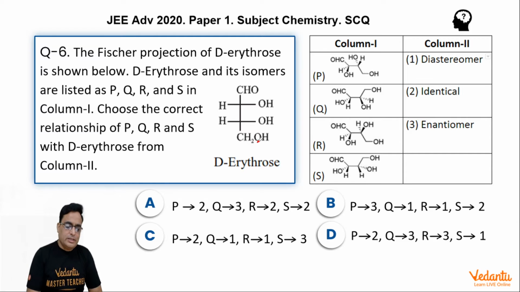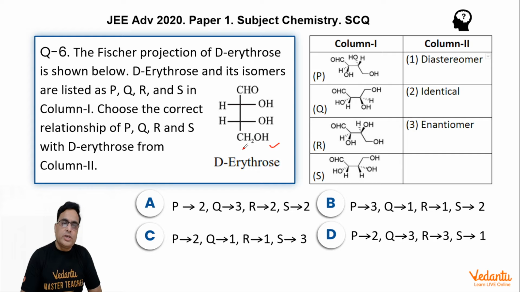You can see this is D-erythrose. It is given here, right? And now there are some other isomers P, Q, R and S. Maybe some of them are even D-erythrose, identical to this, okay? You have to make the relation of P with D-erythrose, whether it is diastereomer, identical or enantiomer.